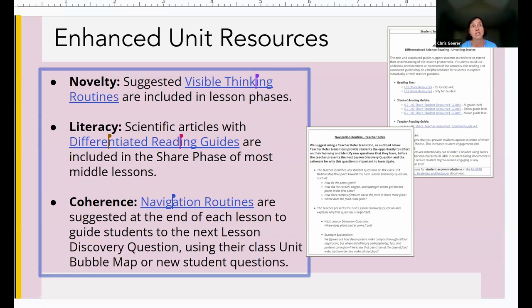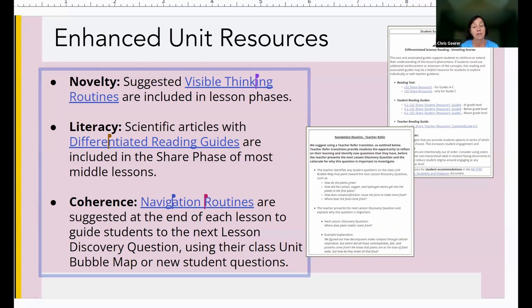Now at the end of each lesson, at the end of the Check Your Progress for the middle lessons, there's some information that tells you here's what's coming up in the next unit, here's how it's related to what kids just did, and here's what you might look for on your class bubble map to make that connection. If you don't have anything on your class bubble map, here are a couple of quick, easy routines you can do with kids, as an exit slip, generate some more questions, those kinds of things. We make a suggestion at the end of each middle lesson to help you connect what you're doing from one lesson to the next.